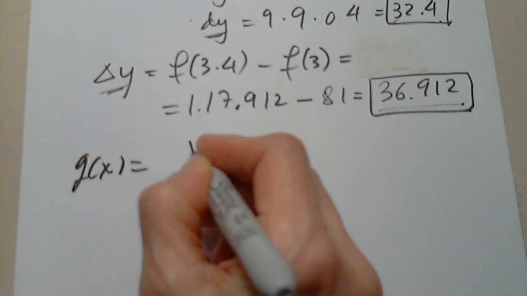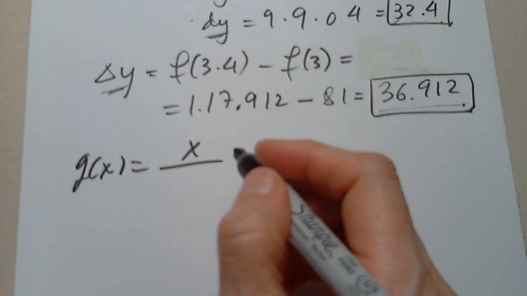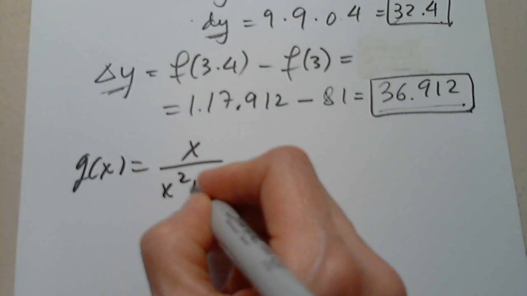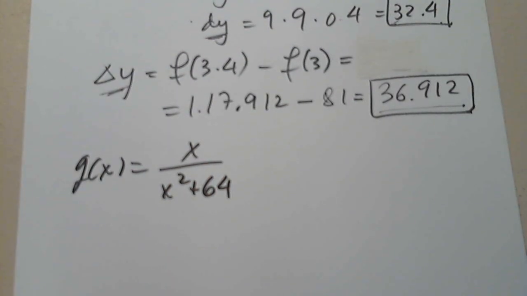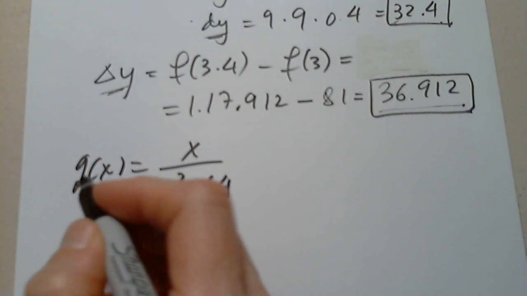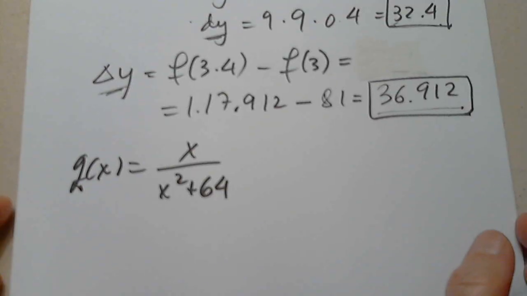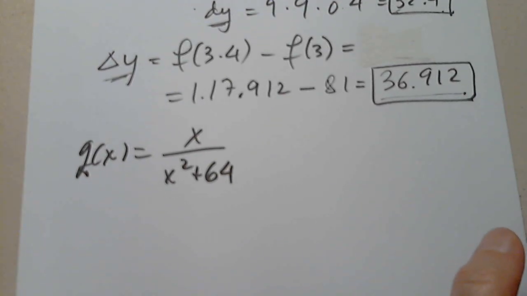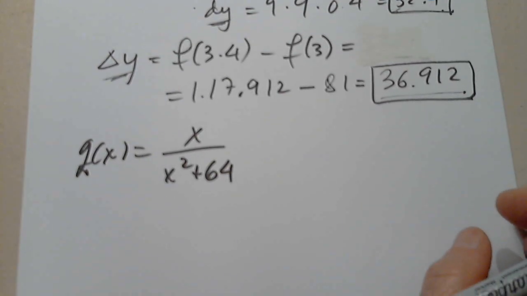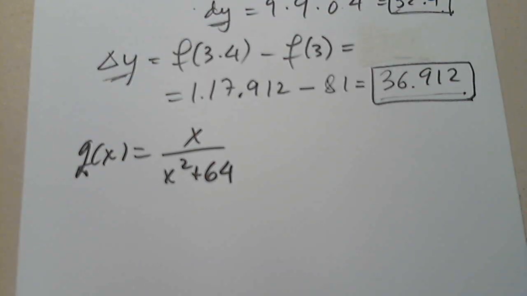Q of x equals x over x squared plus 64. Yes, very good. What are we trying to do? What is the question? I'm sorry, I didn't write what it was asking. I just wrote the equation there. I thought it was asking to find the quotient of the equation. You mean the derivative? Yes, correct.